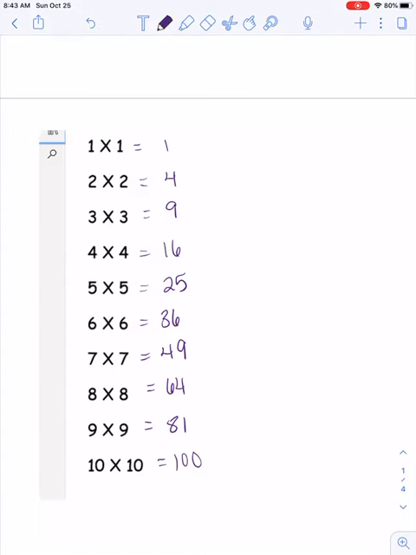So if I'm asking you what would be the square root of 100, the square root is 10, because it's 10 times 10.